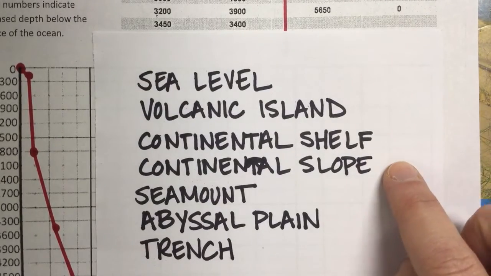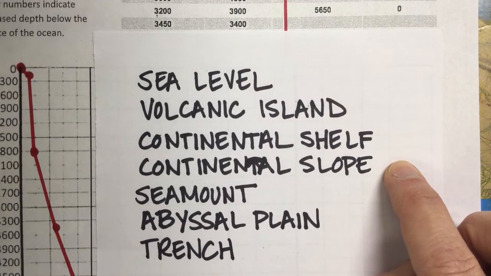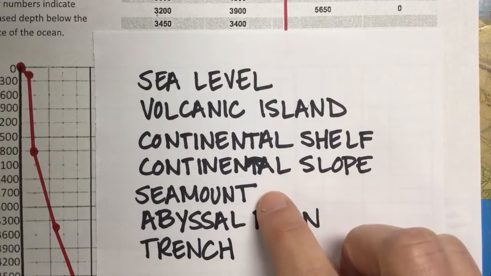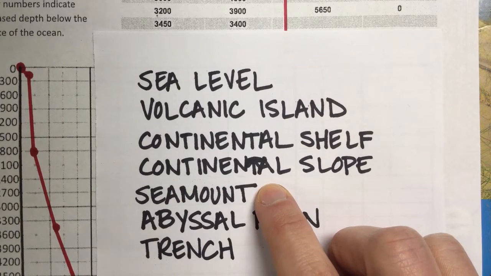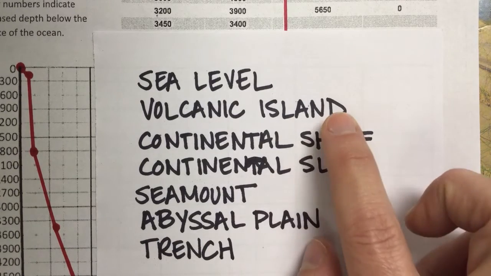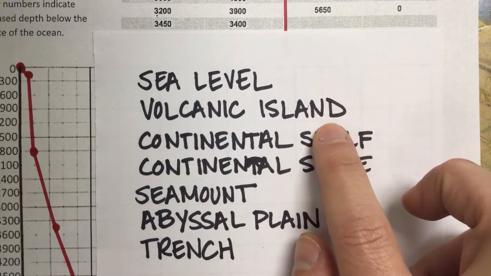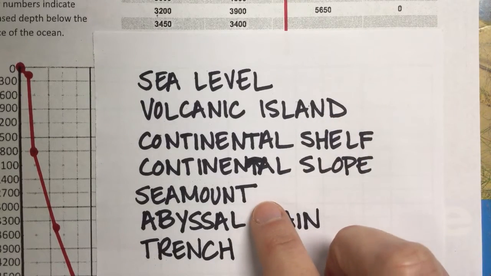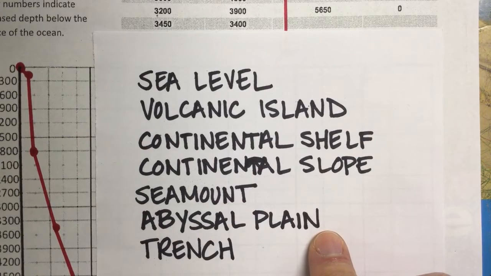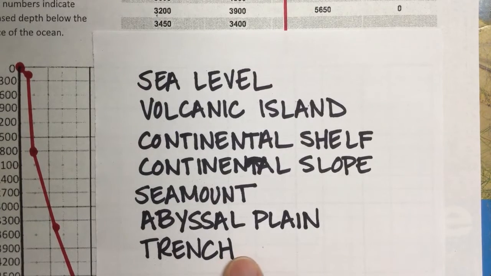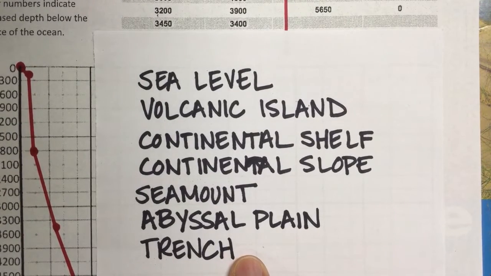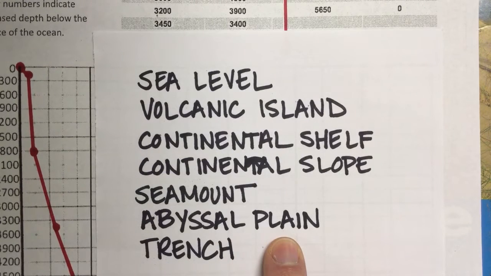Continental shelf and continental slope are on your vocabulary list. Look at those. Seamount is going to be a mountain underneath the water, but it's not going to make the surface of the water like a volcanic island is. It's not going to be quite that tall. Then we have the abyssal plain, so a fairly flat area of the ocean floor. And then lastly, a trench. That's where the ocean floor is going to kind of dip down even further than an abyssal plain.